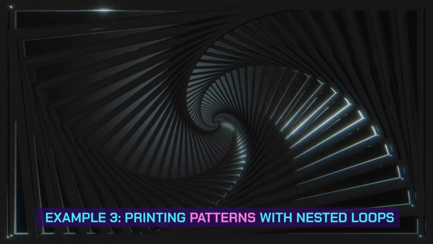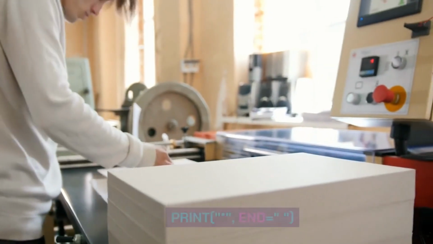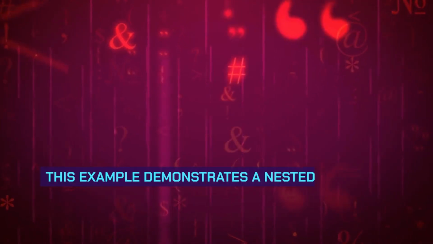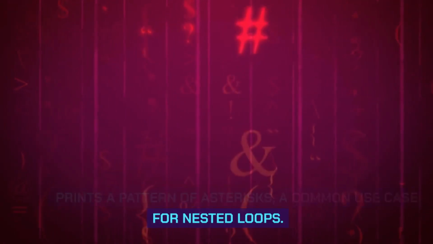Example 3. Printing patterns with nested loops. for i in range(5): for j in range(i + 1): print("*", end=""); print(). This example demonstrates a nested loop that prints a pattern of asterisks, a common use case for nested loops.